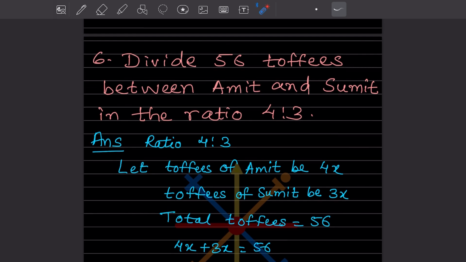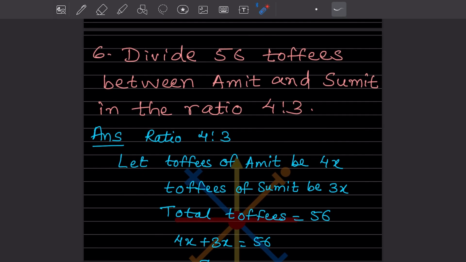Now the next question says divide 56 toffees between Amit and Sumit in the ratio of 4:3. So the ratio is 4:3. So let the toffees of Amit be, see here, this is Amit and Sumit, right? So 4 will be for Amit and Sumit will be 3. So let the toffees of Amit be 4x. Let us put some variable, so it becomes easy for the calculation. And toffees of Sumit be 3x.